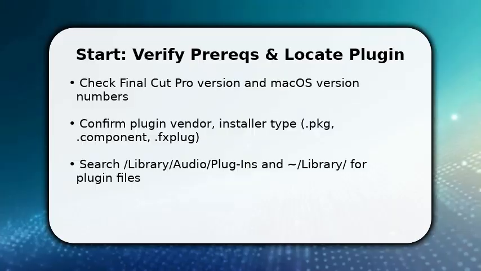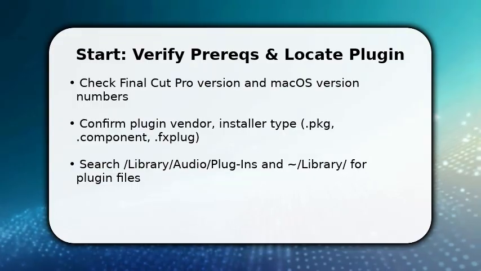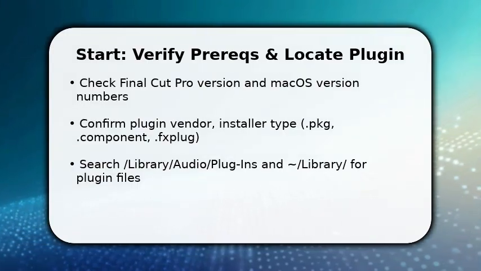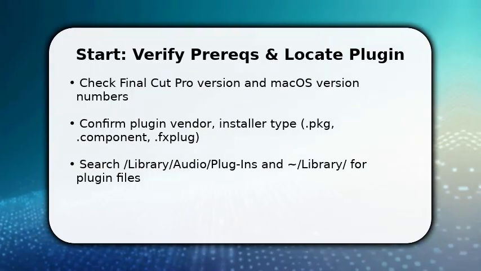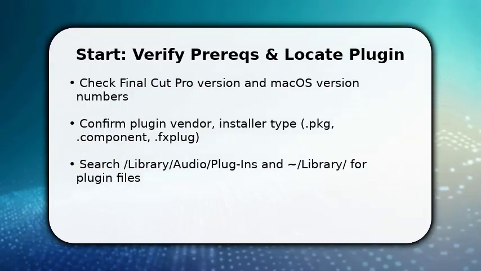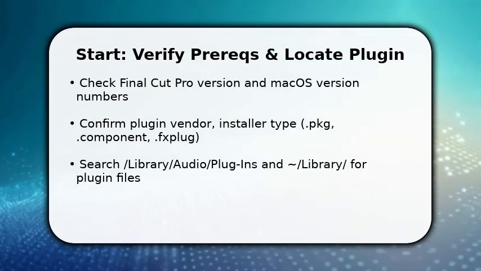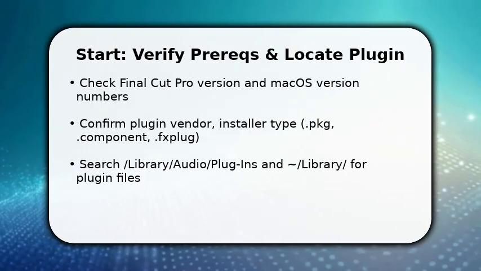Enjoy the video. You begin by confirming the basics that matter: Final Cut Pro and Mac OS versions, plus the exact plugin package type. Once done, locate the plugin on disk. Check both /Library and your user Library folders for fxplug, component or installer packages.